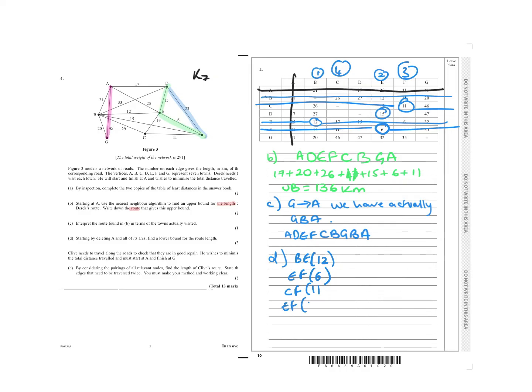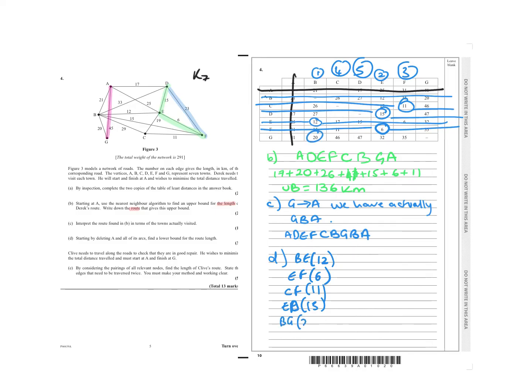Then the smallest one is 15. Well, I've said EF, sorry, that was ED, wasn't it? ED 15, and then the smallest one now is 20.